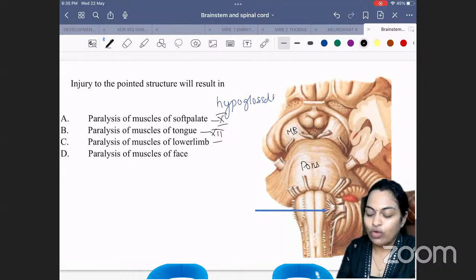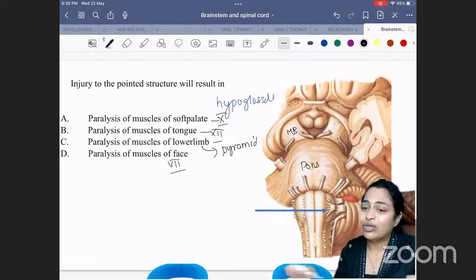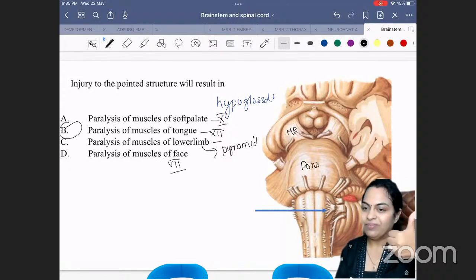Paralysis of muscles of the lower limb will take place if there's injury to the pyramid, right? And muscles of the face if the facial nerve is involved, and that's not related to the medulla. So which one can we circle as the right answer? B. Okay with me? Yes.